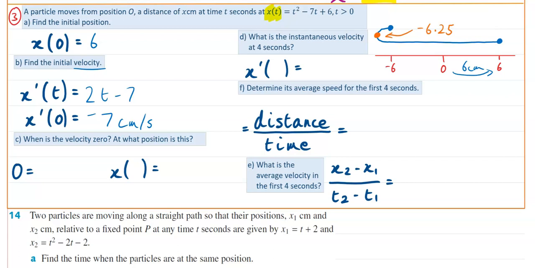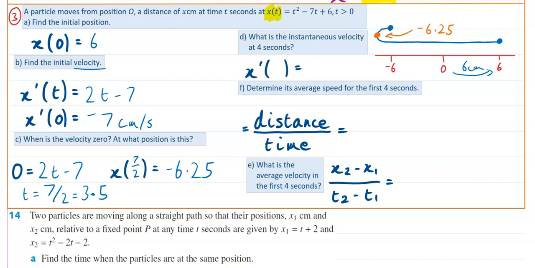When is the velocity 0? So that is where we'd make our derivative function equal 0. Remember, the derivative is our velocity function. So t equals 7 over 2 or 3.5. I kind of didn't want to have to do all this at once. So subbing that 7 over 2 into the equation, we'd have our position for this. It comes out to be negative 6.25.